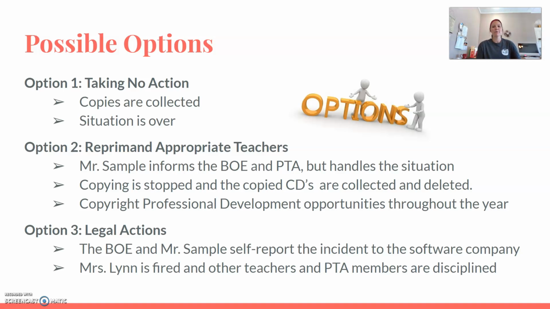So section 6, let's talk about our options. First, I think we have about 3 possible options. Kind of look at it as the good, the bad, and the ugly. Option 1 would be taking no further action. Mr. Sample would stand by his original plan. He would stop all the copying, and all the copies would be collected and gotten rid of, and the situation is over. Forgotten.